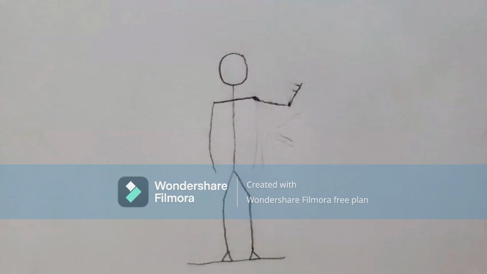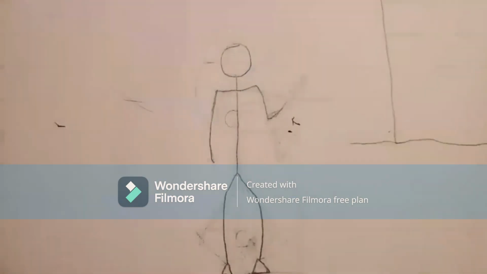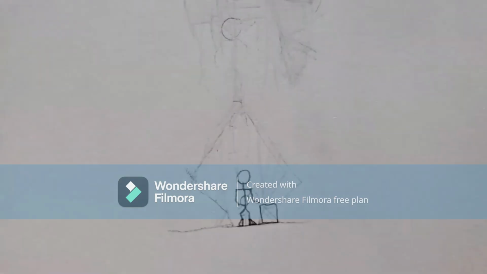Hello everyone, today we are going to talk about Newton's laws. Take this box for example.